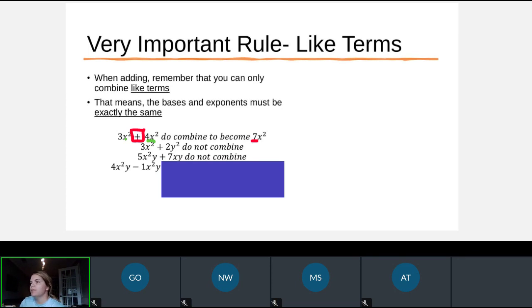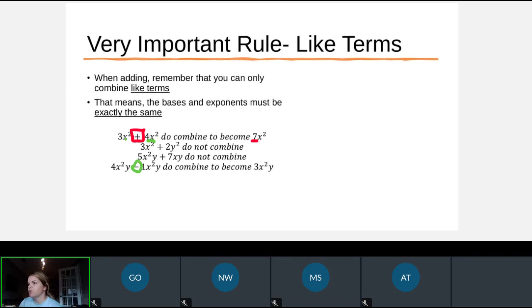So these can be combined because x squared and x squared, y and y, they have the same variables, and each of the variables has the same exponent. So I'm just going to use my sign in the middle, which is subtraction. So I'm going to subtract the coefficients. So 4 minus 1 would give me 3. So 3x squared y.